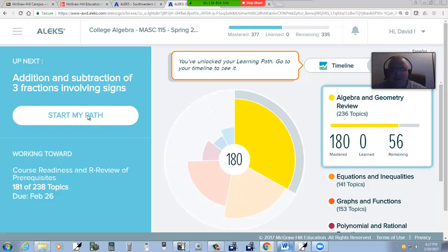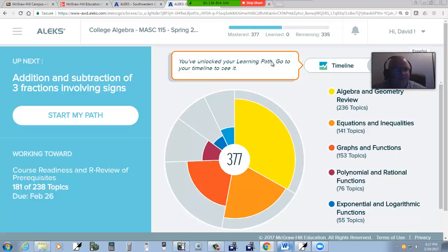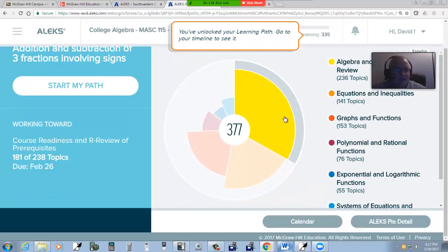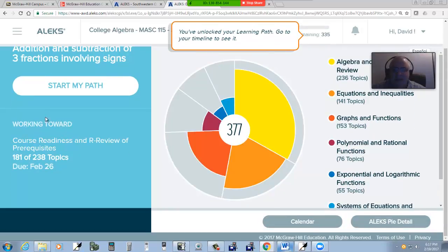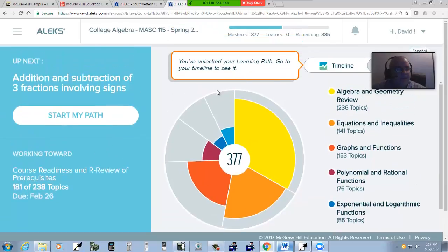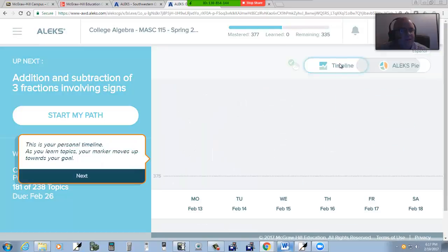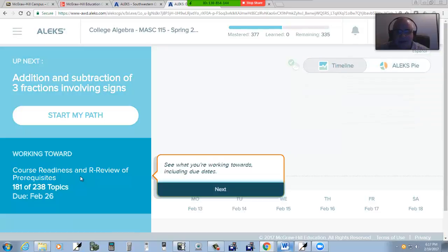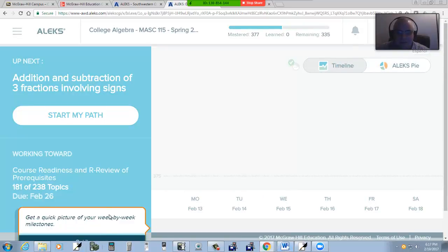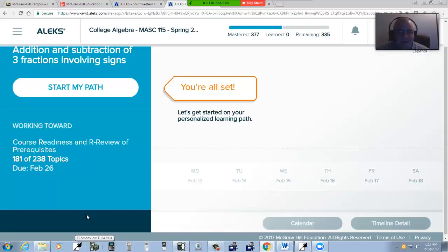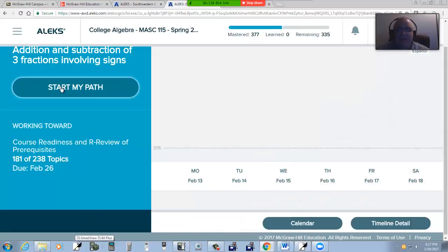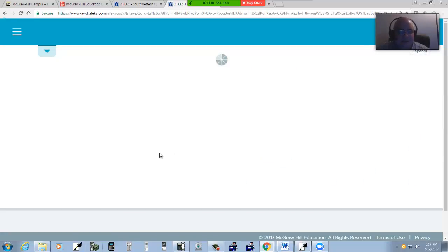Okay, now if I click start my path, or learning path, go to the timeline to see it. Move that out of the way. Oh, here's the timeline. Okay, next. It's very unforgiving, but it wants you to click all these next, got it. You're all set. Okay, start my path. This is what I want to show you.